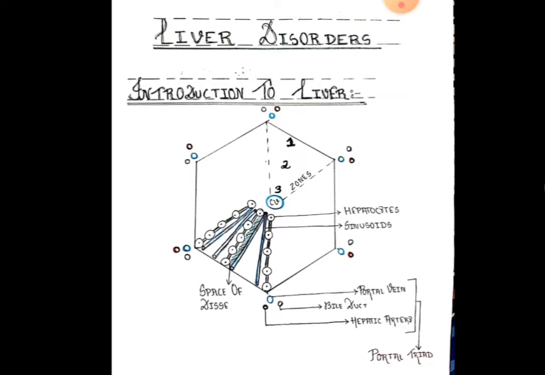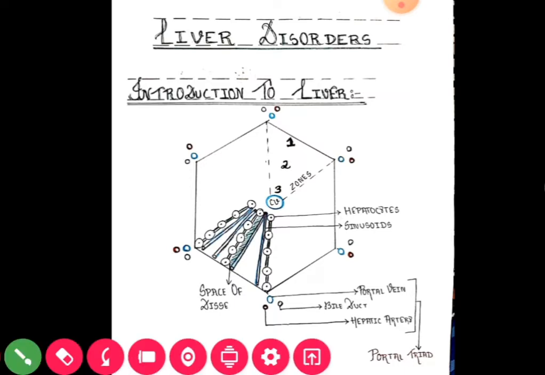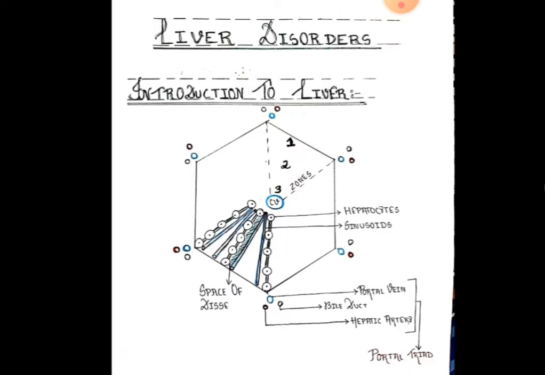So with today's video we will start the hepatobiliary disorders. Among the hepatobiliary disorders, first we will start with the hepatic part, that is with the liver disorders. So in this first video we will have a brief introduction about the anatomy of liver or the general features of liver. So let's start.